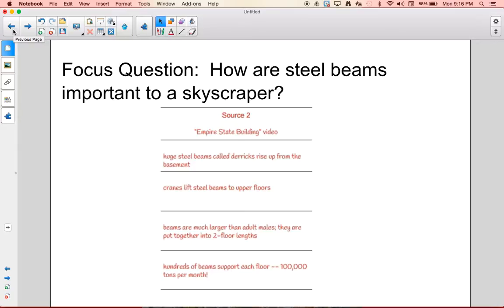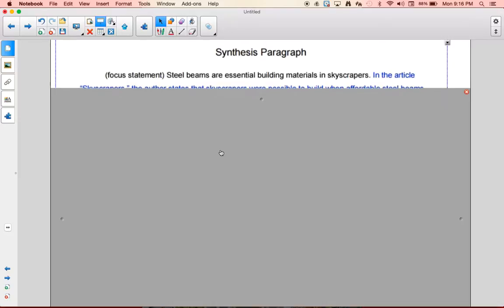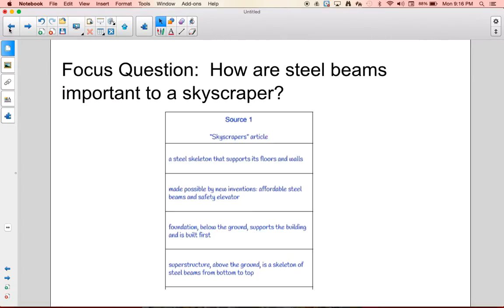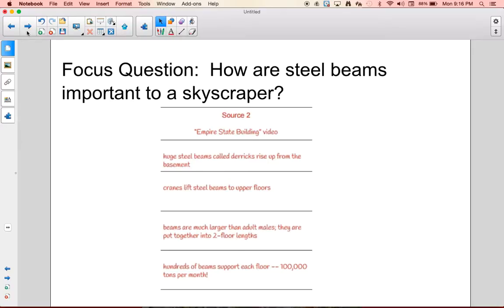As I was doing that, I came up with my main idea, or my focus statement, which is that steel beams are essential building materials in skyscrapers. Or if you don't know what the word essential means, necessary. So steel beams are necessary building materials in skyscrapers. And I think I can support that with some details from both the article and the video.